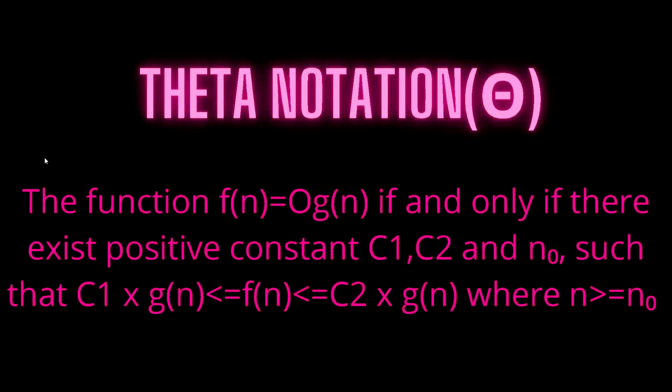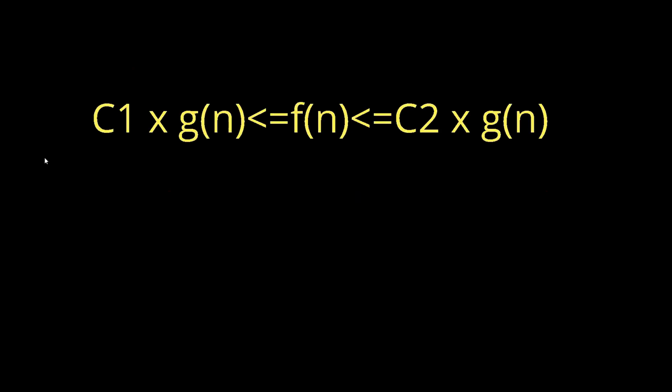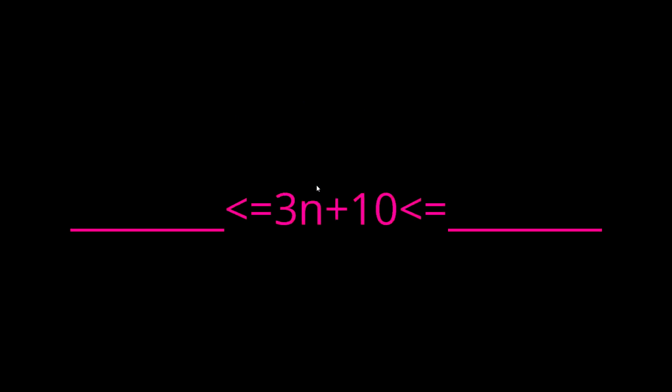Now we'll look at the theta notation. In theta notation, this particular thing should be satisfied. C1 into g of n should be less than or equal to f of n, which should be less than or equal to C2 into g of n. If you have this particular function, you should write values in such a way that it satisfies this particular condition. All right.